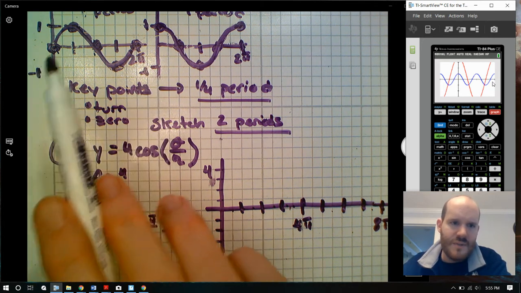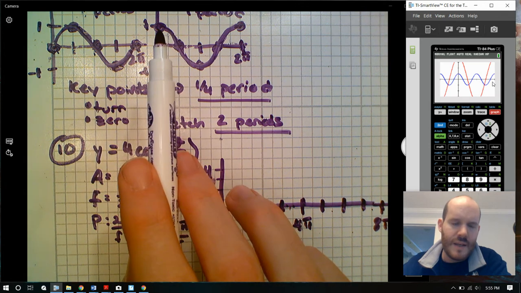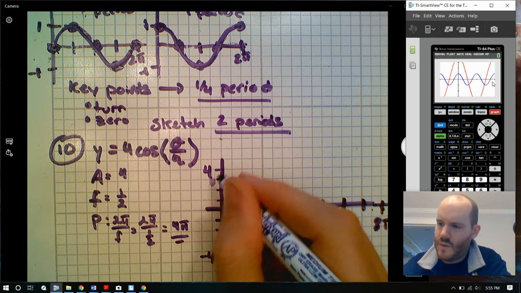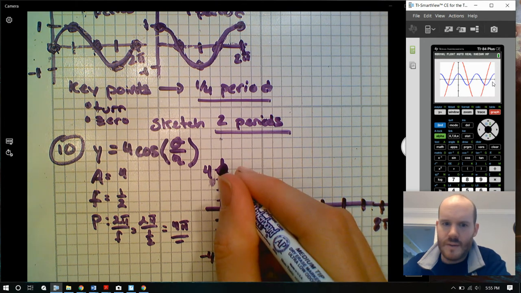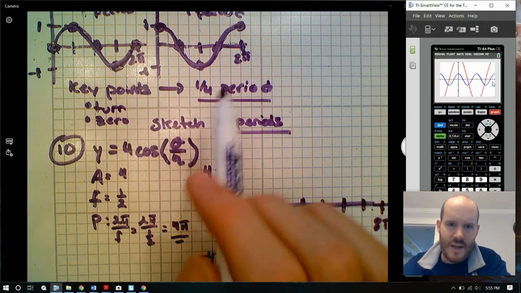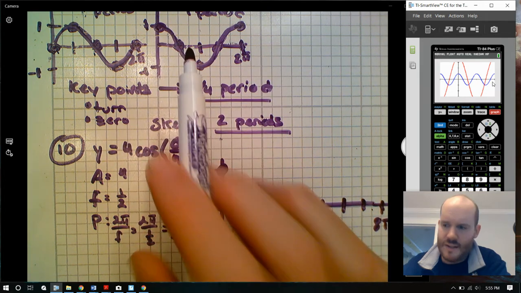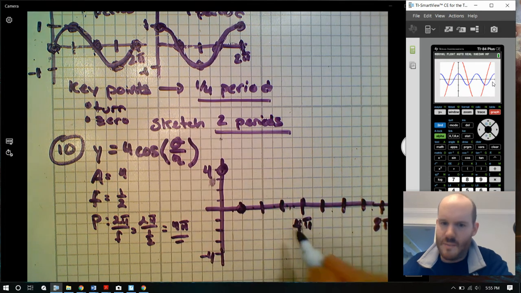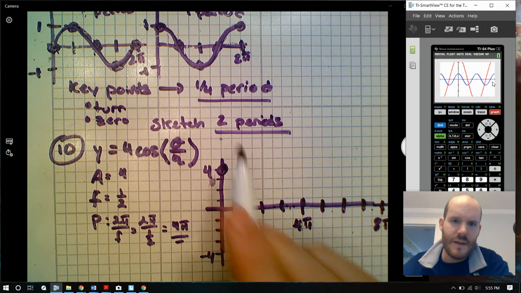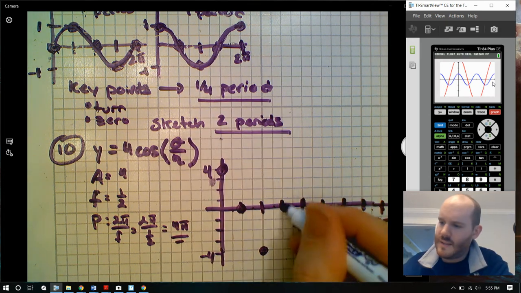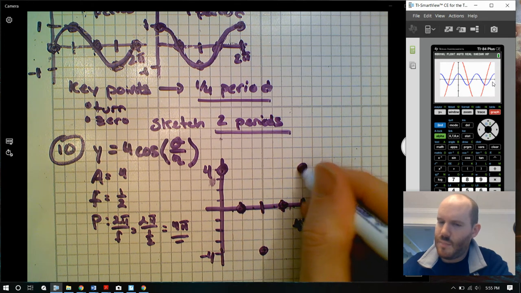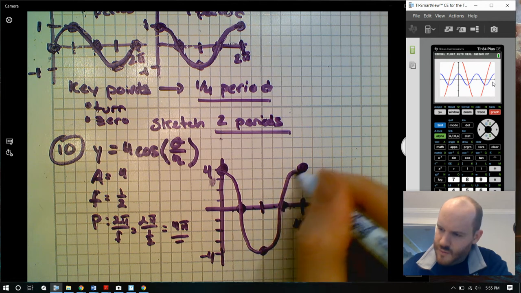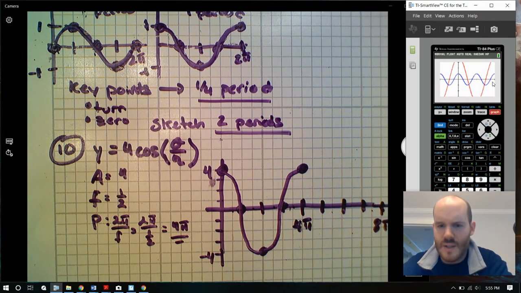So again, the main difference between sine and cosine is basically its beginning value. So cosine starts at its maximum. So this graph will start at 4, and then it will pass through that same pattern that the sine graph did. So I'm going to go down to the axis as the first key point. My next key point is down to the min. My next key point is back through the axis, and then I return at the end of its period to its starting value, and that will give me my first cycle of the cosine graph.